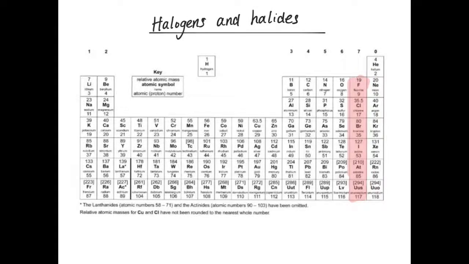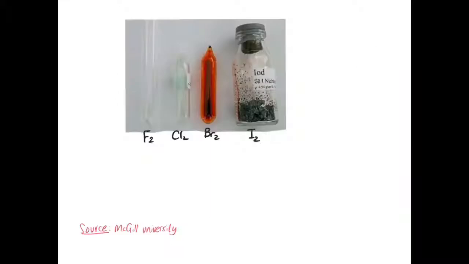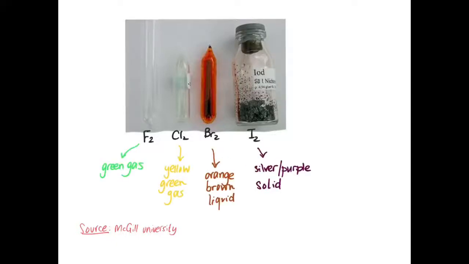Halogens and halides. This is about the chemistry of chlorine, fluorine, bromine and iodine. There's also astatine, but we don't talk about that because there's not a lot of it around in the universe. So the four main halogens are fluorine, which is F2, chlorine, Cl2, bromine, which is Br2, and iodine, which is I2.